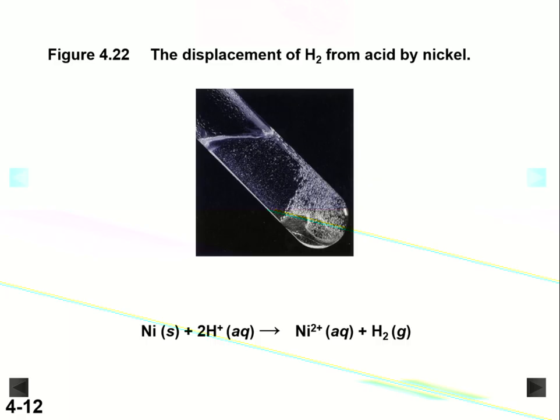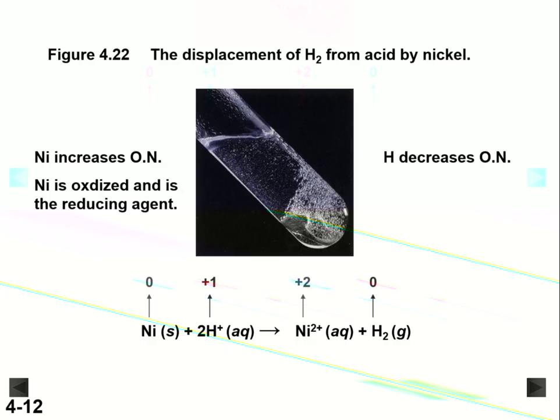You can do the same thing with nickel. If you react nickel with an acid, like HCl, the nickel can displace the hydrogen from the chlorine, and the hydrogen gas comes off, and we have nickel chloride produced. You can see nickel increases its oxidation number, it's oxidized. The hydrogen decreases its oxidation number, and it is reduced. So acids, as we learned earlier, give off H+. They react with bases, but acids are also oxidizing agents.